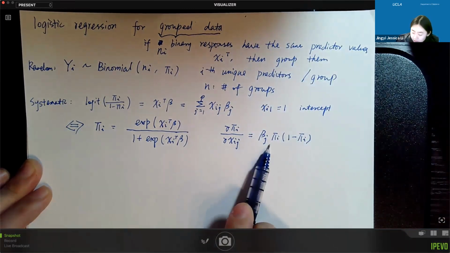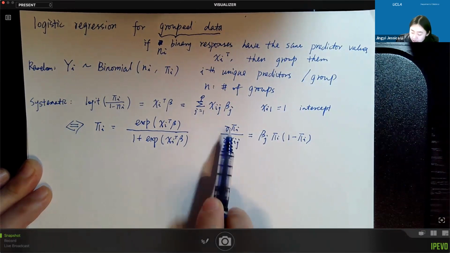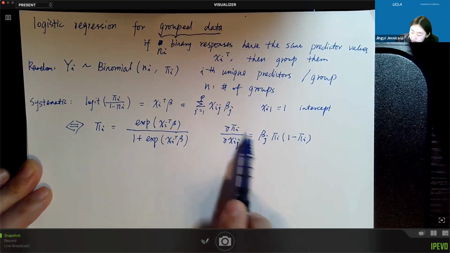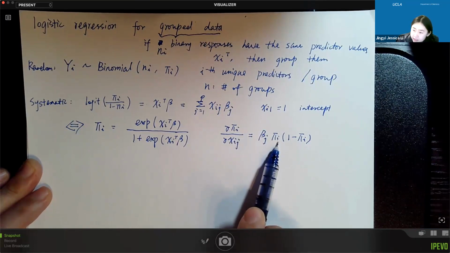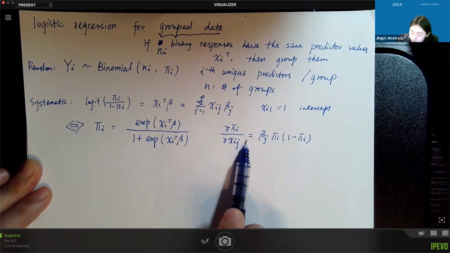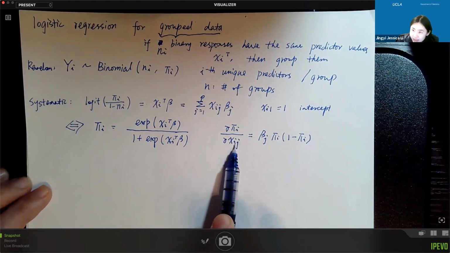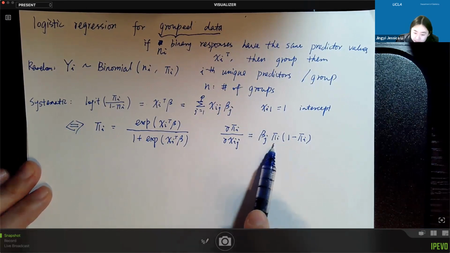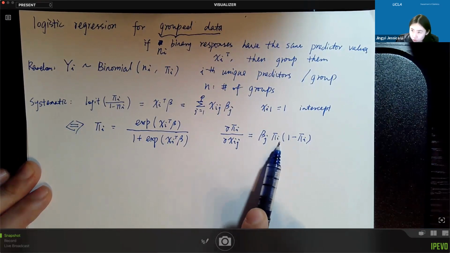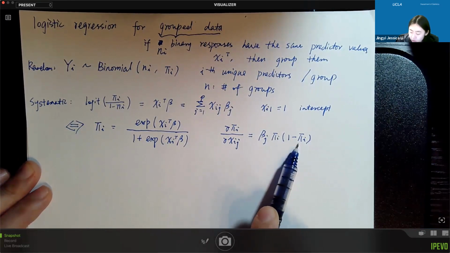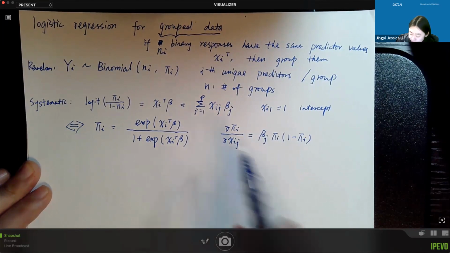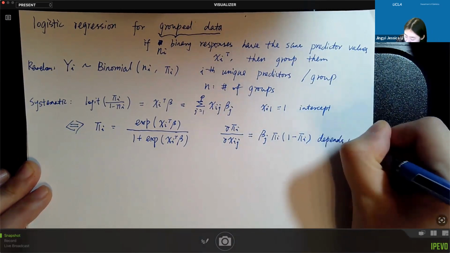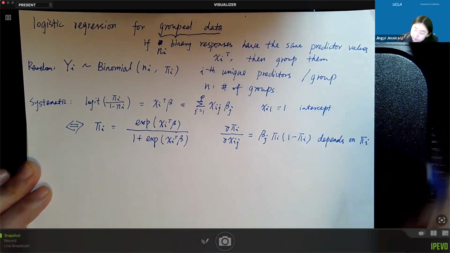And what does this mean? It means that the effect is not just depending on the coefficient beta j, but also depending on the current value of pi i. If pi i is 0 or 1, then the jth predictor will have no effect at all. And the effect of the jth predictor will be maximized when pi i is equal to 0.5. When it's 1/2, the effect is the maximum. So the key thing is to know that the effect depends on the current value pi i.